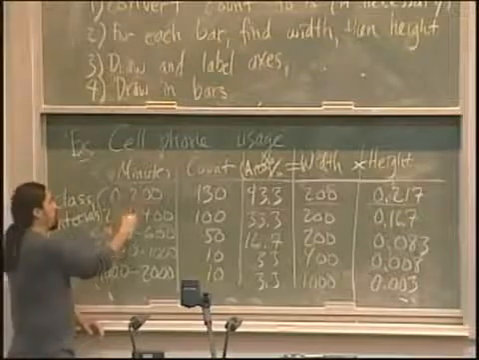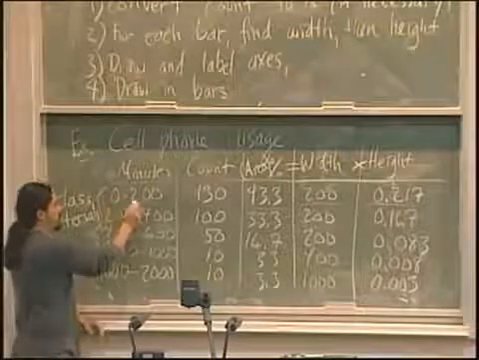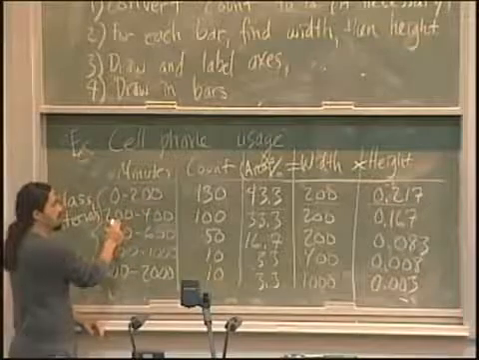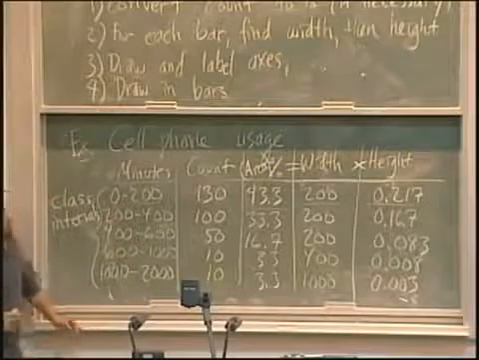That's, I think, one reason why it's natural to have 200 not quite in that bar, but in the next bar. As soon as you hit 200, you're in that bar.